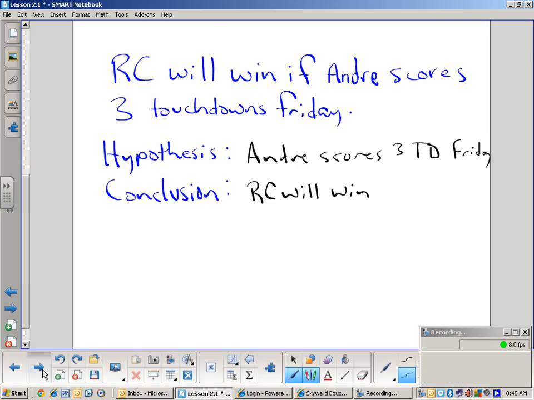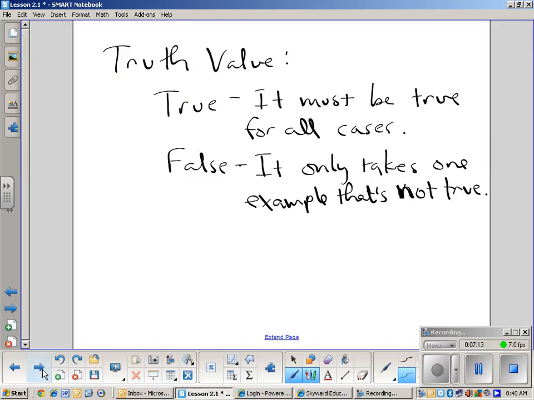All right? Truth value. For a statement to be true, it must be true for all situations. Always true. For it to be false, it only takes one example that's not true. Okay?